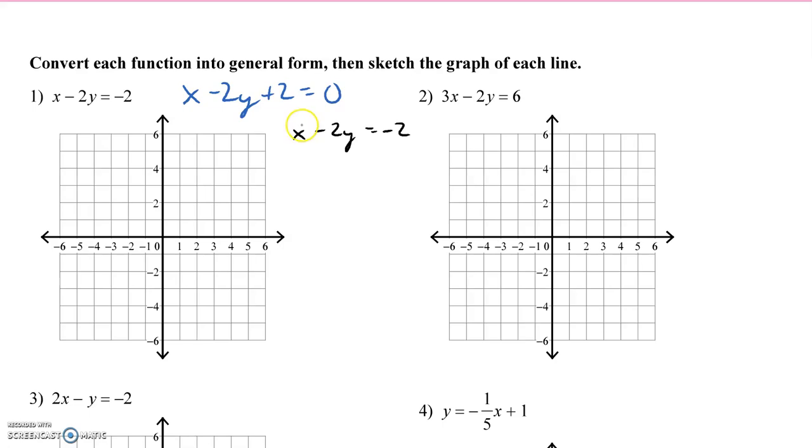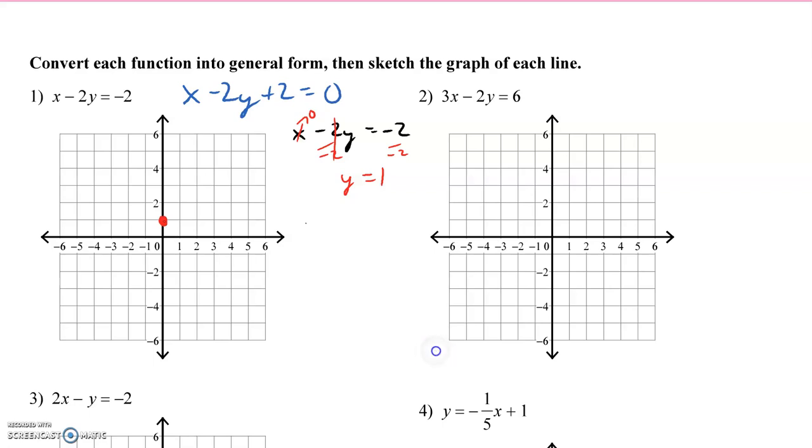So for example, if I make my x value equal to 0, it's gone. Don't have to worry about it. Then I would divide by negative 2 on both sides. That cancels, and y is equal to 1. So when x is equal to 0, my y value is equal to 1. So my y-intercept is 1.